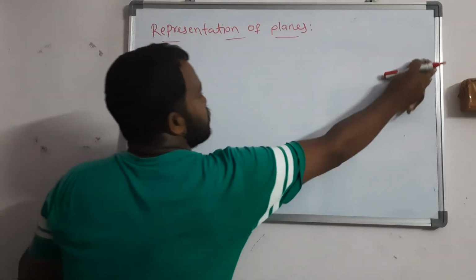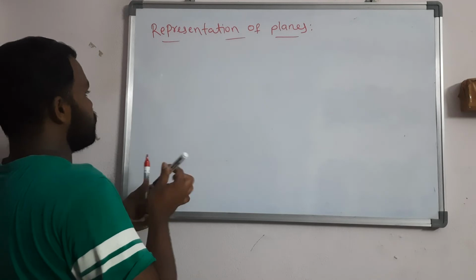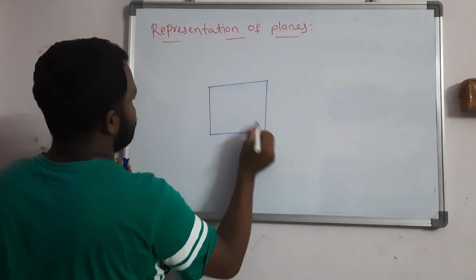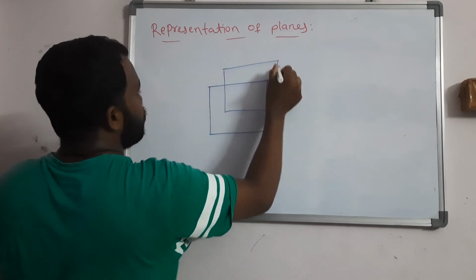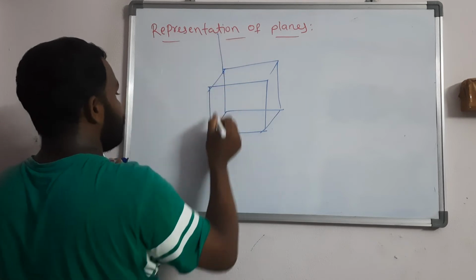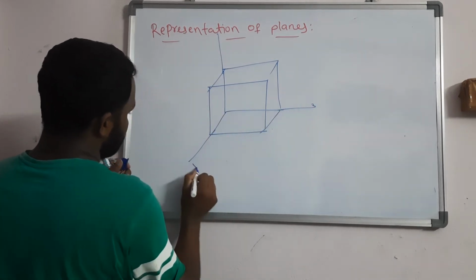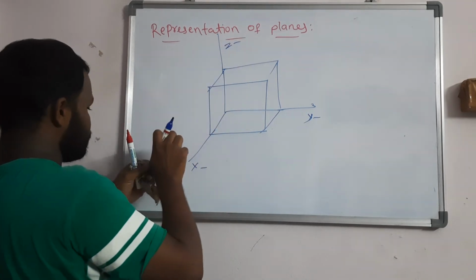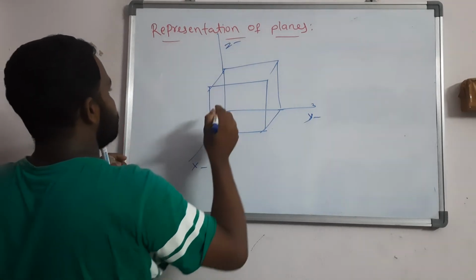Next, some more examples are there, simple. This is the x-axis, this is the y-axis, and this is the z-axis if I take. So now I am writing.